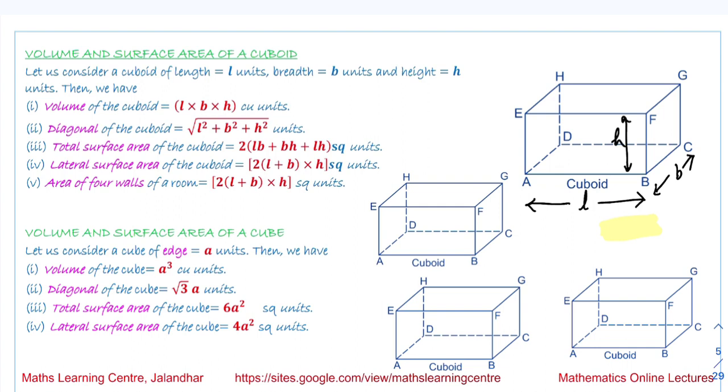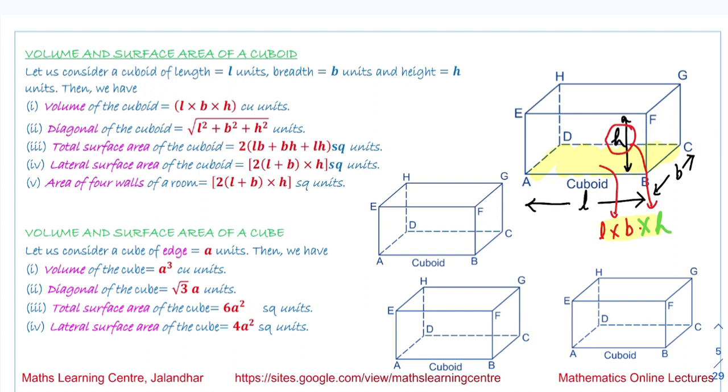If we look at the rectangle at the bottom, this rectangle ABCD, the area of this rectangle is length into breadth, and this is the height. If we multiply this area with the height h, then this total value, L into B into H, is the volume of the cuboid. This is the formula for the volume of the cuboid.